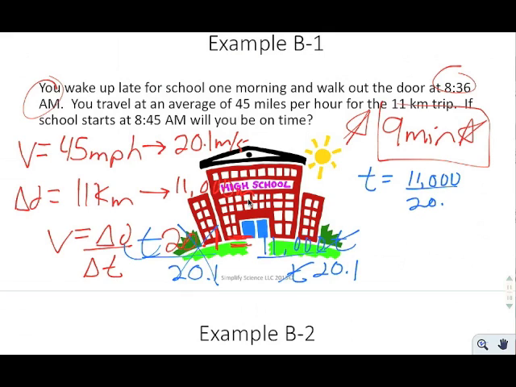divided by 20.1. So when you do that in your calculator, you do 11,000 divided by 20.1, and you get 547.3. But realize that's in seconds, and you want to compare it to 9 minutes. So we take 547.3 and we divide it by 60, which is how many seconds there are in a minute, and we get 9.12. So it doesn't look like he'll make it on time.